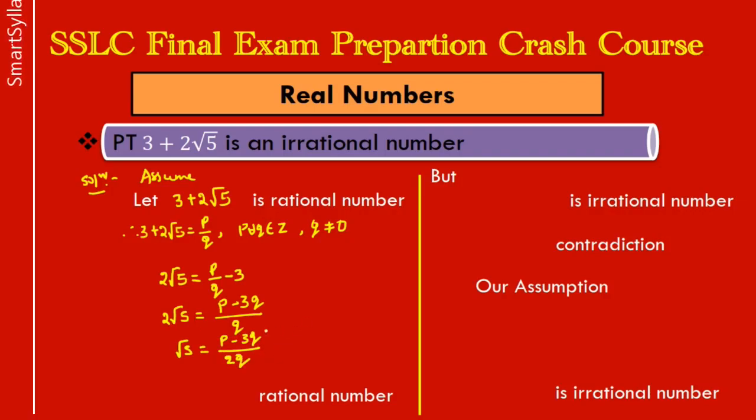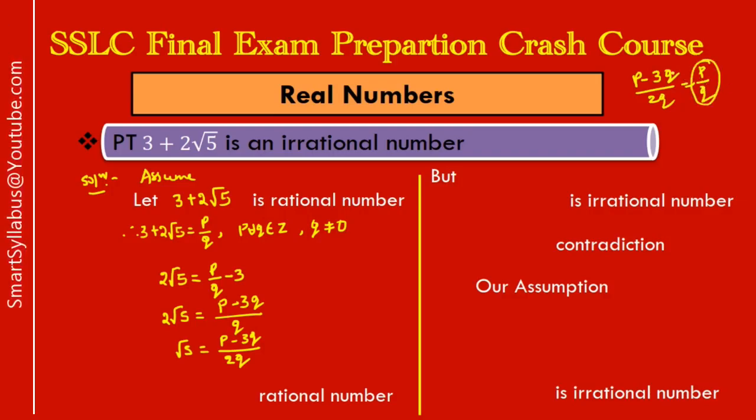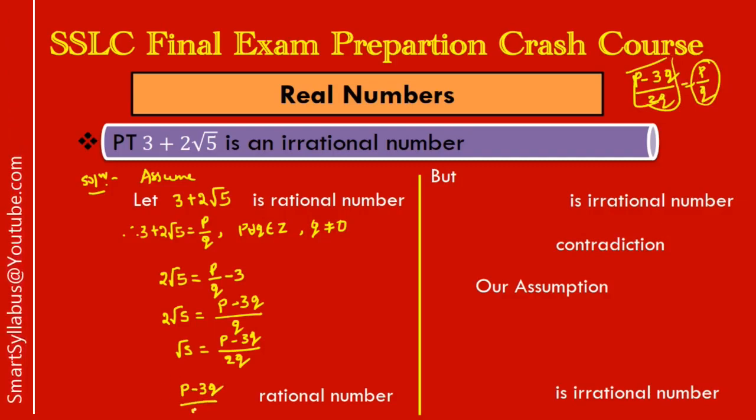Now again compare. On the right hand side it is p minus 3q upon 2q, which is nothing but just like p by q, so it's a rational number. Therefore p minus 3q upon 2q is a rational number. But we know that root 5 is an irrational number.